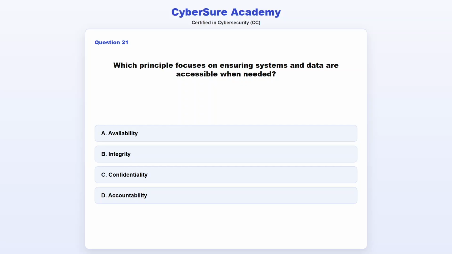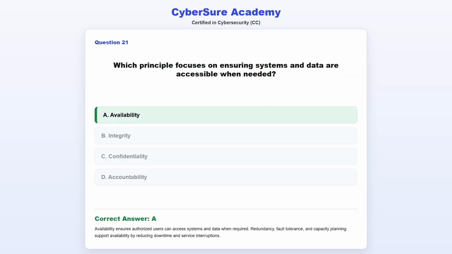Question 21. Which principle focuses on ensuring systems and data are accessible when needed? A. Availability. B. Integrity. C. Confidentiality. D. Accountability. The correct answer to question 21 is A. Availability. Availability ensures authorized users can access systems and data when required. Redundancy, fault tolerance, and capacity planning support availability by reducing downtime and service interruptions.